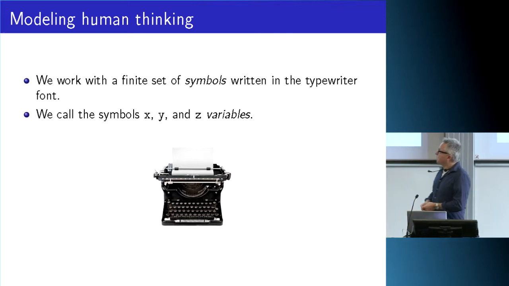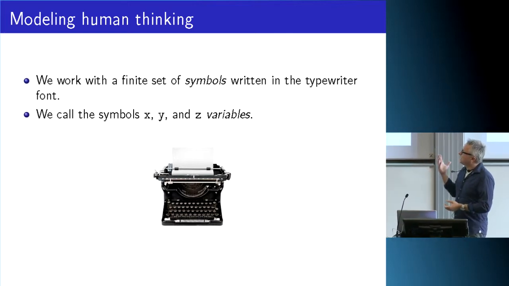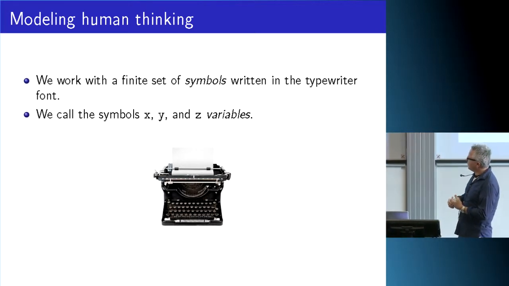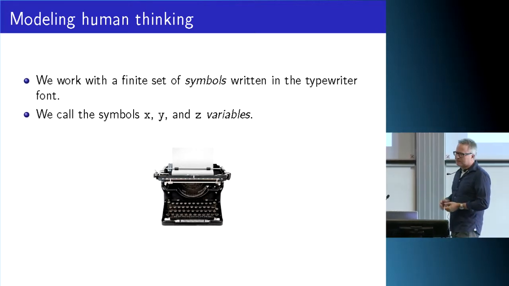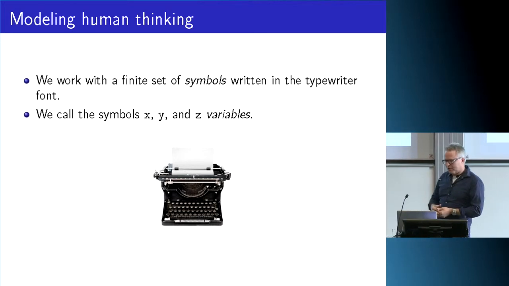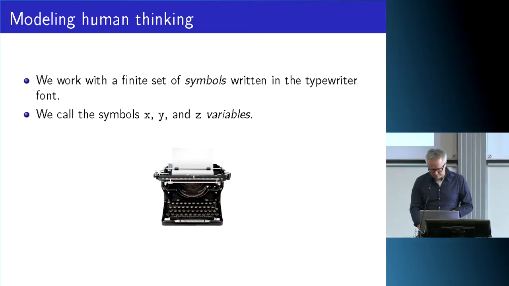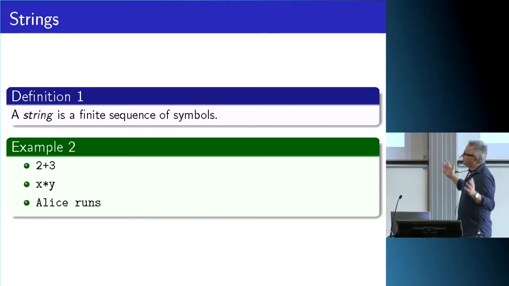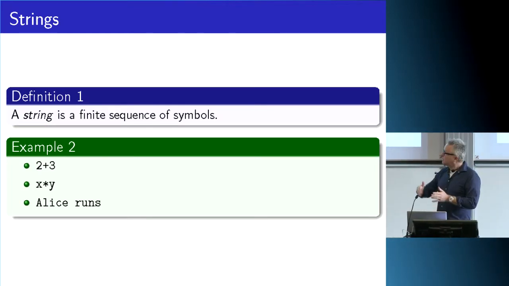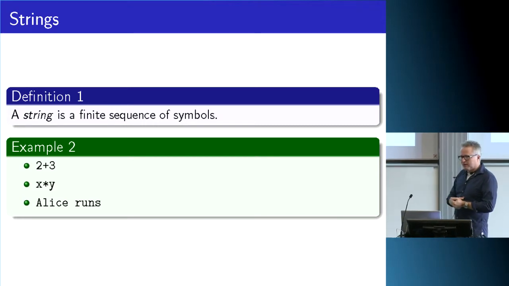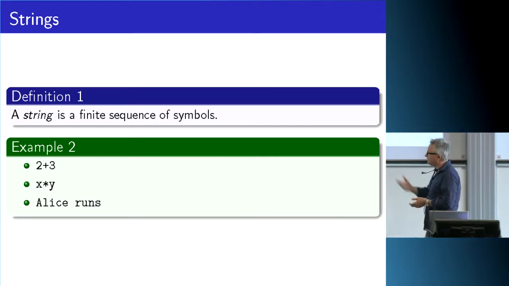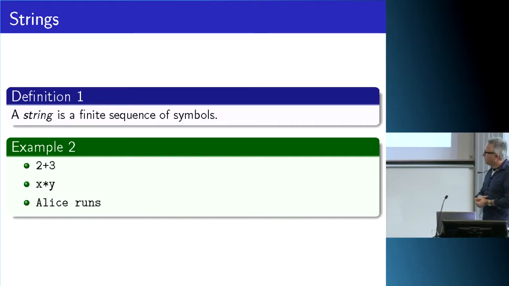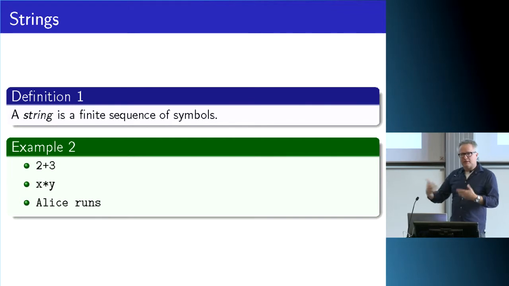And so we work with a finite set of symbols that we write in the typewriter font. And we have 3 symbols that are special that we call variables, x, y, and z. And then we can form a finite sequence of symbols. For example, 2 plus 3 is such a sequence, x times y, and Alice runs. It's all about symbols, right?